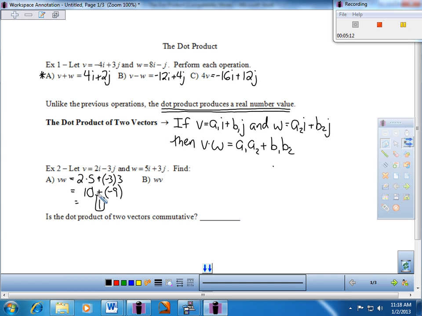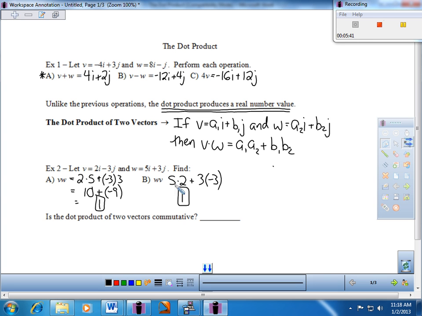Well, what would happen, everyone, if I did W times V? Well, same scenario. This would be my first, I guess, and this would be my second, but everybody, wouldn't it basically be the same thing? So you would do 5 times 2, and then plus 3 times negative 3. And notice, of course, you end up getting 1 as the answer.